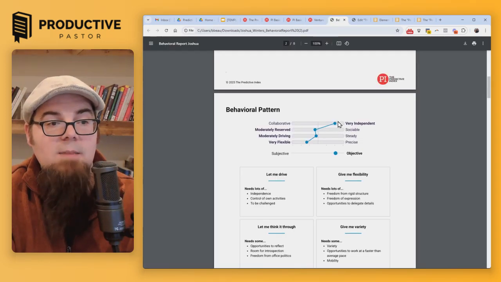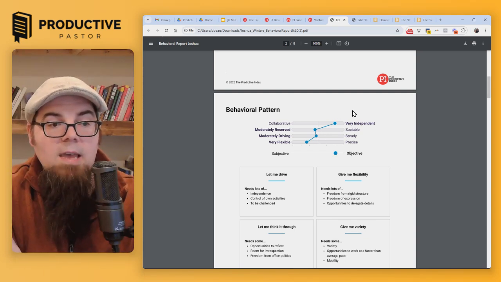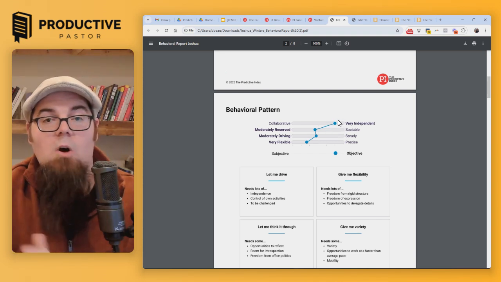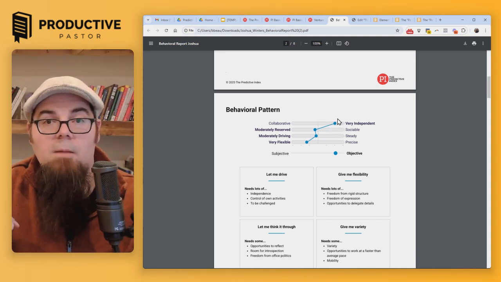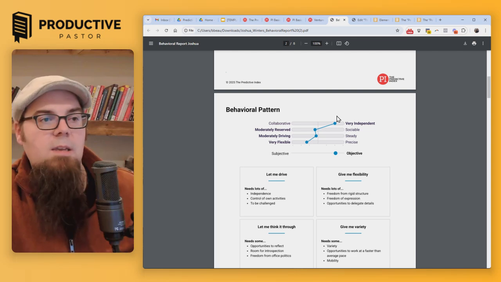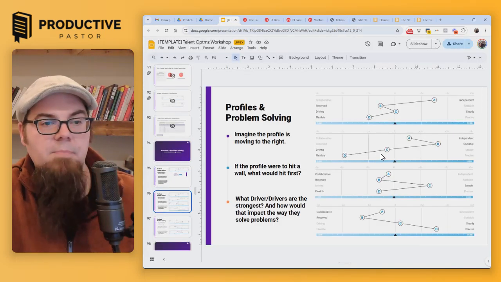So if we go back to this example, we can see if this pattern were a vehicle traveling this way down the highway and it was to hit something, this A drive, this drive to be independent, this drive to lead, and this drive to make an impact is always going to hit a problem at work first. It's how they solve problems. And so we can look at a few other examples here to see what would happen.